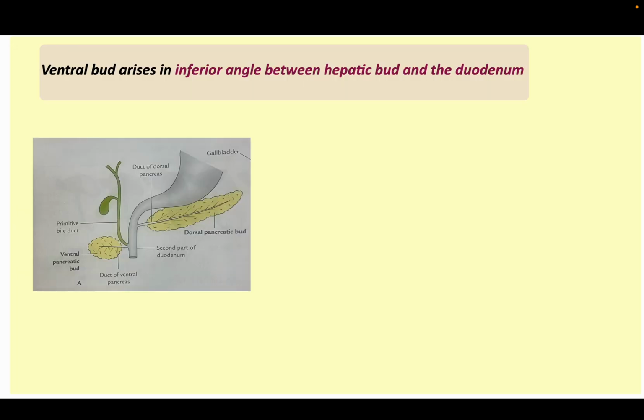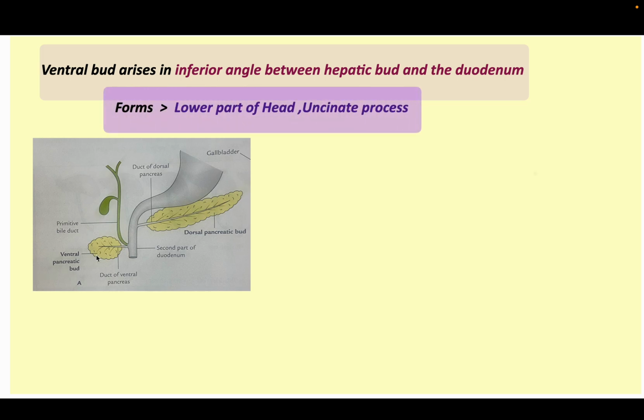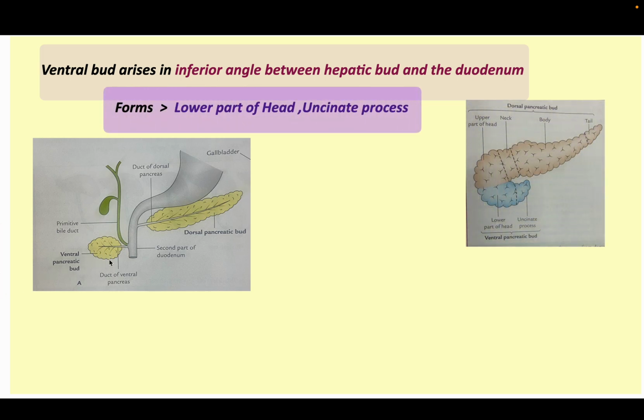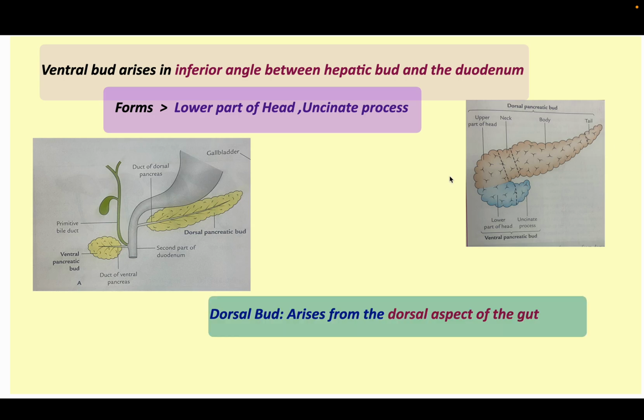Now in the next step, the ventral bud arises in the inferior angle between the hepatic bud and the duodenum. So you can see here. This bud is going to form the lower part of the head and uncinate process. The dorsal pancreatic bud is arising from the dorsal aspect of the gut and is going to form the upper part of the head, neck, body and tail.